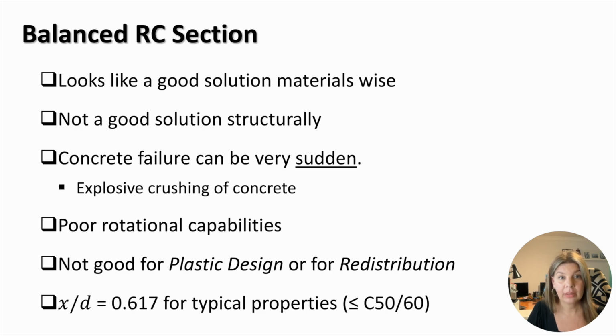In the balanced section, the ratio of the effective depth to the depth of the compression zone is equal to 0.617 for normal strength concrete. This value is used in the assessment of the type of section analysed.